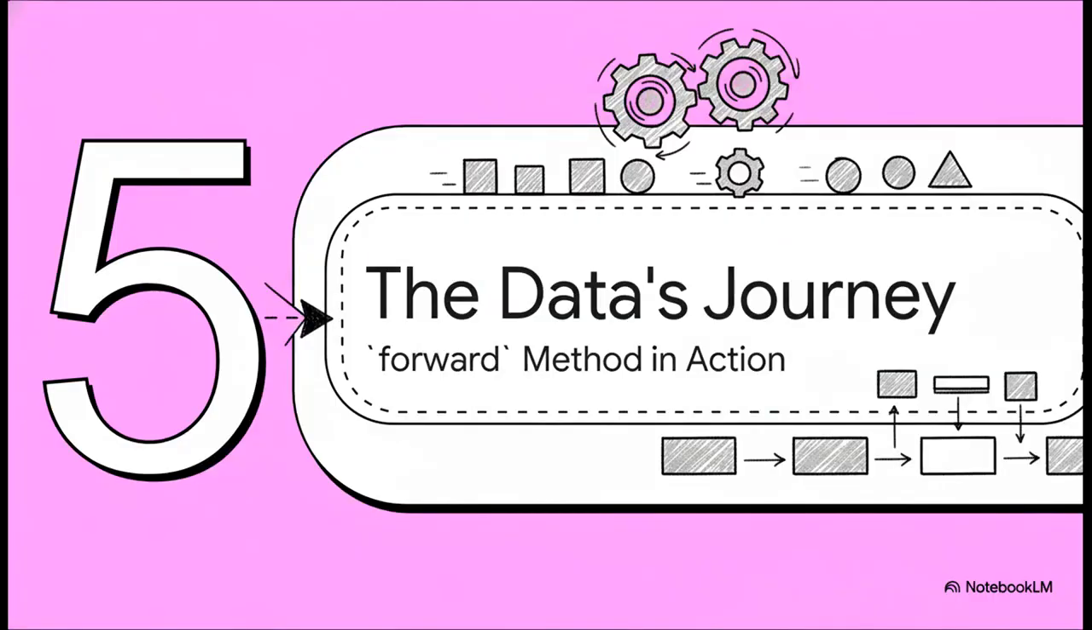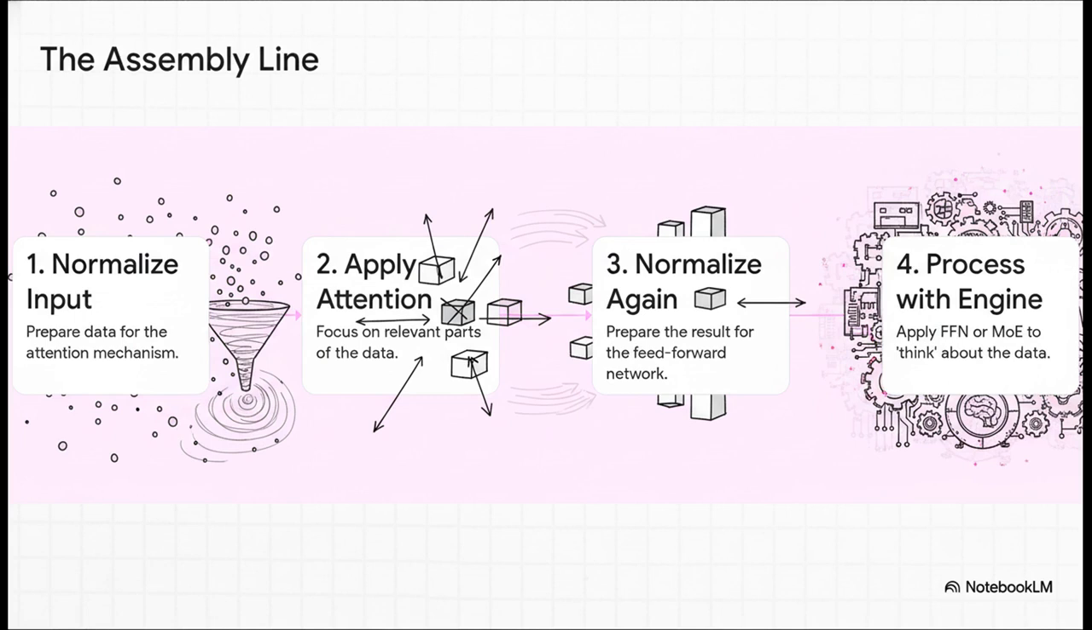So, we've looked at the blueprint and all the components have been built. Now let's switch gears and actually follow a piece of data as it goes on its journey through the block. This part of the code is called the forward method. You can think of it as the assembly line where the real work gets done. And this journey has 4 main stops.